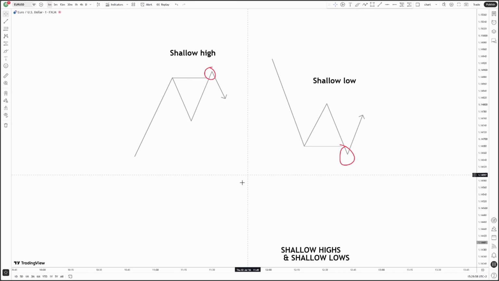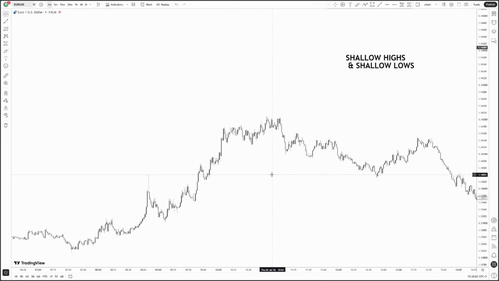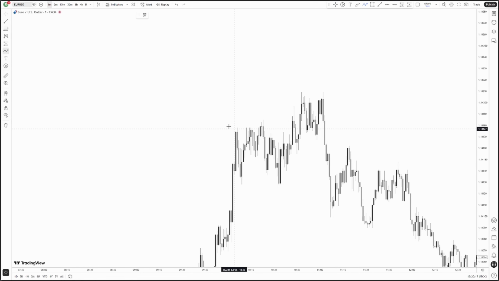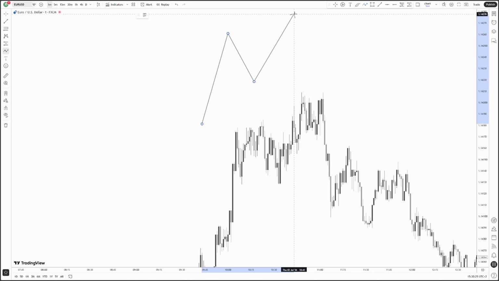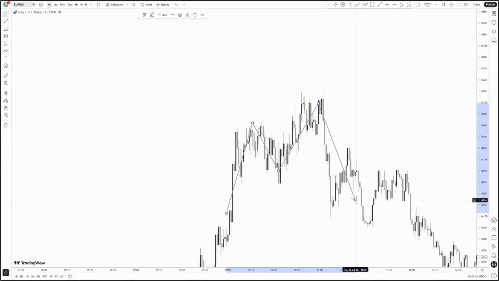Let me show you some examples. Let's find one. Here's one right there. Let's draw this out a little bit because it can be choppy, but that is not a problem. What do we see? We see a high, followed by a low, followed by another high, and a low. There we go. Let me tidy this up a little bit, and that is basically the move.